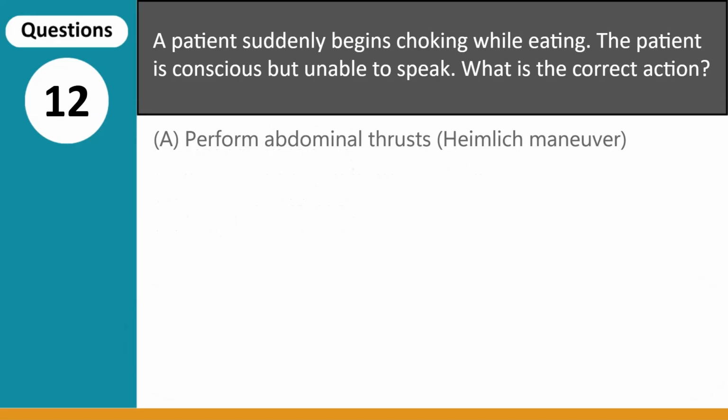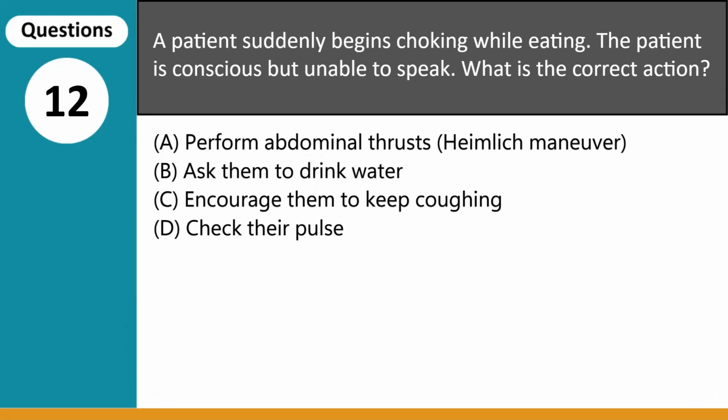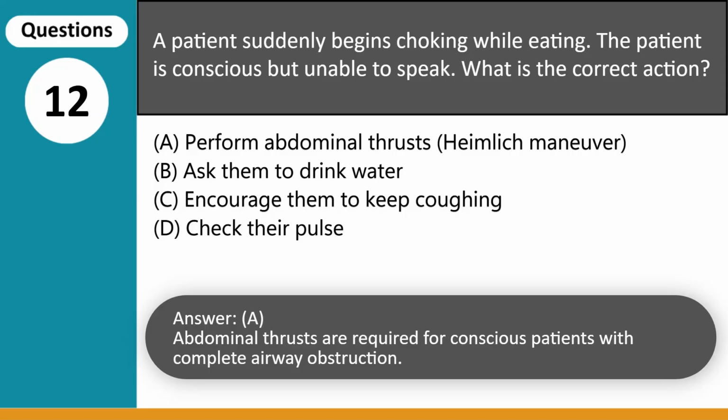A patient suddenly begins choking while eating. The patient is conscious but unable to speak. What is the correct action? A. Perform abdominal thrusts, Heimlich maneuver. B. Ask them to drink water. C. Encourage them to keep coughing. D. Check their pulse. Answer A. Abdominal thrusts are required for conscious patients with complete airway obstruction.